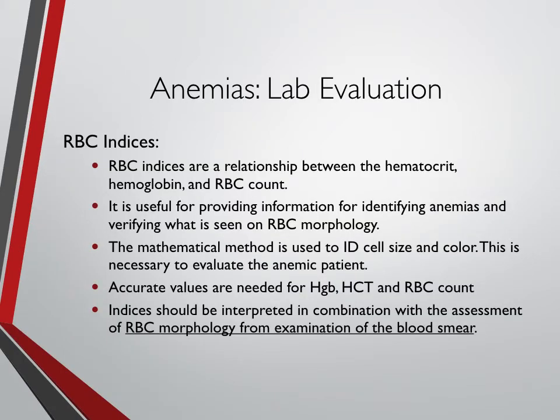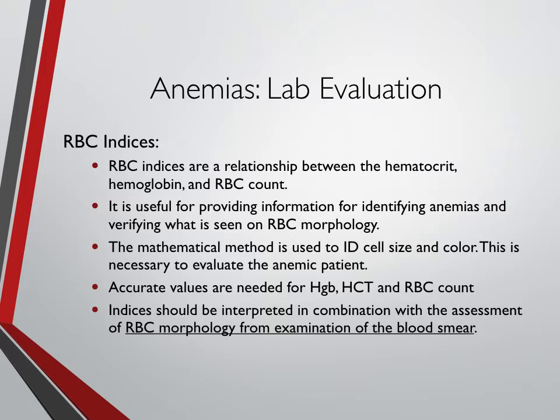The red blood cell indices are basically a relationship between the PCV or hematocrit, the hemoglobin amount, and then the red blood cell count. And this is really good information for trying to ID different kinds of anemias and trying to verify what we're seeing on the red blood cell morphology on the blood smear. We use this mathematical method to ID cell size and color. It's really important in the anemic patient.